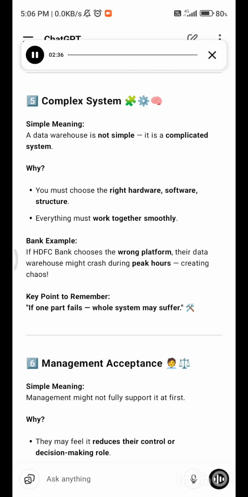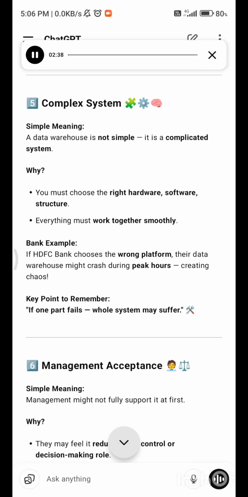5. Complex system. Simple meaning: a data warehouse is not simple. It is a complicated system. Why? You must choose the right hardware, software, structure. Everything must work together smoothly. Bank example: if HDFC Bank chooses the wrong platform, their data warehouse might crash during peak hours, creating chaos. Key point to remember: if one part fails, the whole system may suffer.